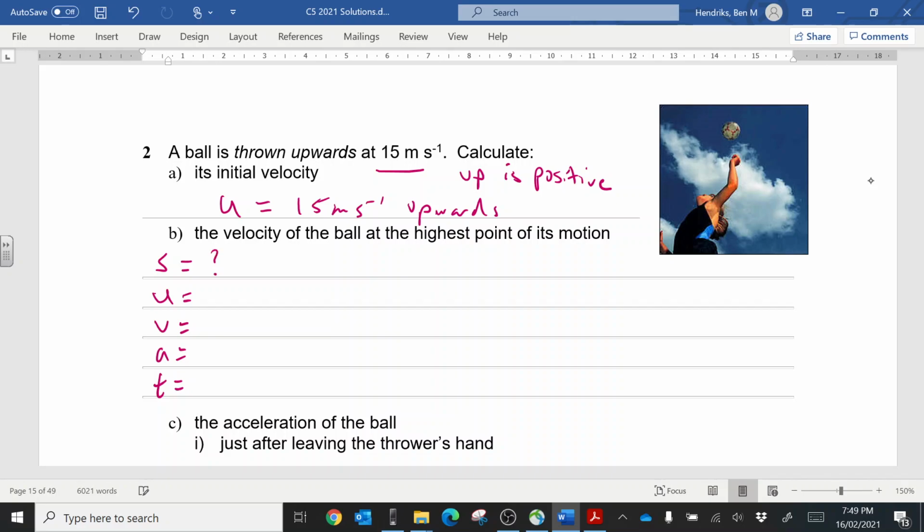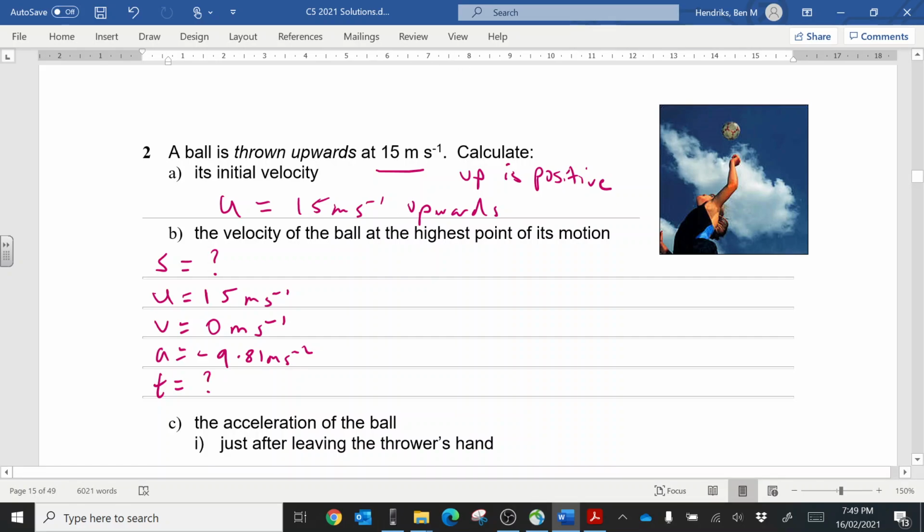So we don't know what s is. We know that initially it was 15 meters per second. At its highest point, that's its maximum height. When a ball gets to its highest point, it actually comes to a stop before it starts to descend. So for a moment it stops, and so we can say that its velocity is 0 meters per second. Acceleration the whole way is going to be negative 9.81 meters per second squared. Remember the negative because it's downwards, and we don't know what the time is. Okay, so that's the velocity of the ball at the highest point of its motion.